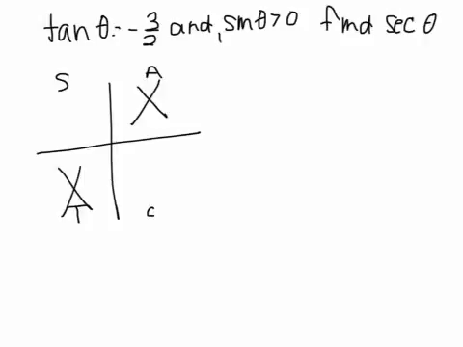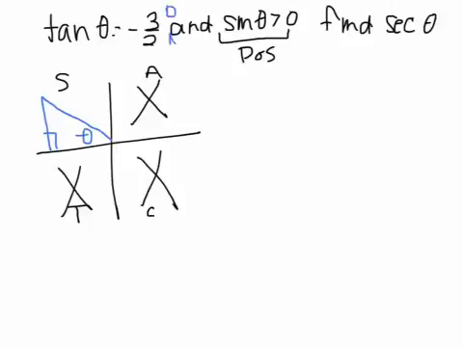The next part, sine of theta is greater than 0. Greater than 0 means positive, therefore the sine is positive, and I'm going to draw my triangle in quadrant 2. Tangent is opposite over adjacent, so 3 over 2. Now I'm going to give the direction to the 2.